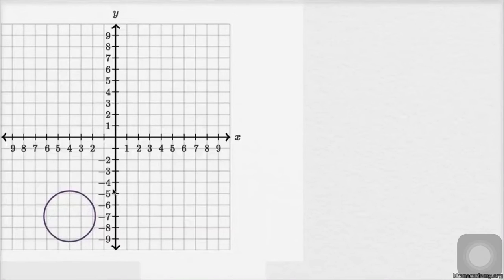circle right over here. And the first question we'll ask ourselves is, what are the coordinates of the center of that circle? Well, we can eyeball that. We can see, look, it looks like the circle is centered on that point right over there. And the coordinates of that point, the x coordinate is -4 and the y coordinate is -7. So the center of that circle would be the point -4, -7.